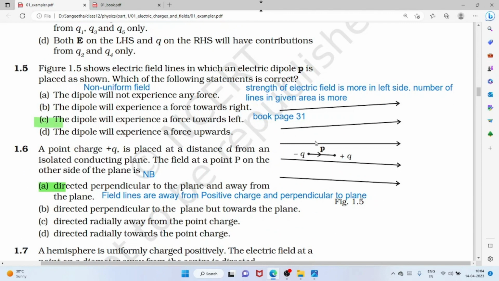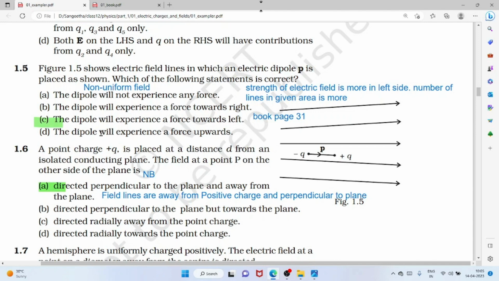Figure 1.5 shows the electric field lines, in which an electric dipole is placed as shown. Which of the following statements are correct? See, looking at the electric field, this is not a uniform electric field. In this area there are more lines, while in the same area here there will be fewer lines, because the lines are not going straight. So this is a non-uniform electric field.